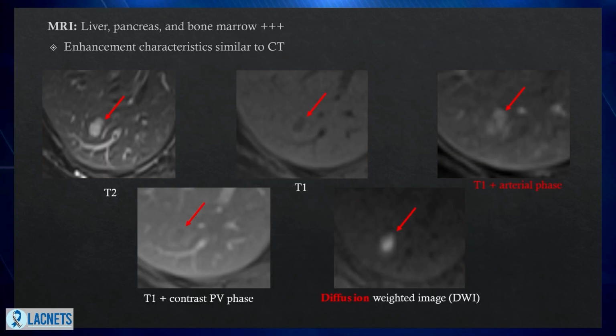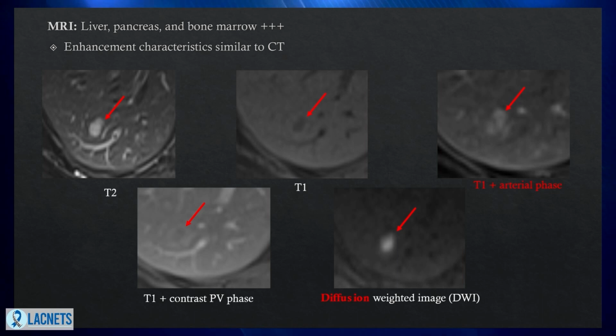Now, how about MRI? When do we get MRI and what could it be helpful for? MRI for liver and pancreas is really good, and for bone marrow. So if there are lesions in the bone on CT that we're not sure of, MRI can help characterize.